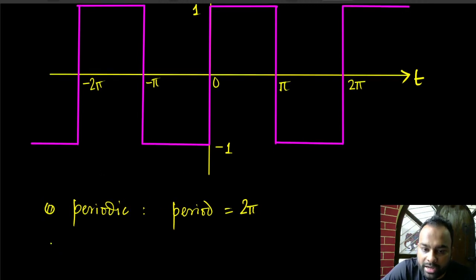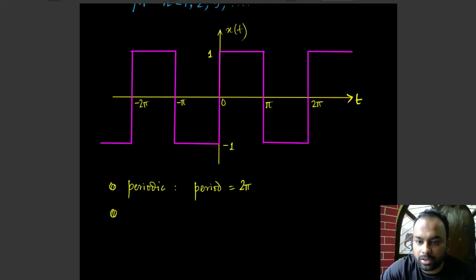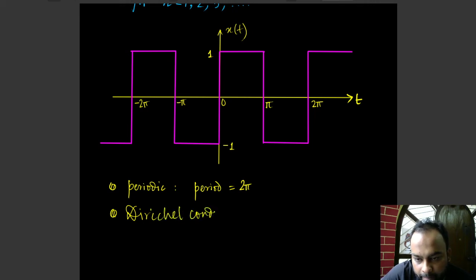So first of all, now we have to see if all three Dirichlet conditions are satisfied or not. So what is the first Dirichlet condition? The signal has a finite number of finite discontinuities.